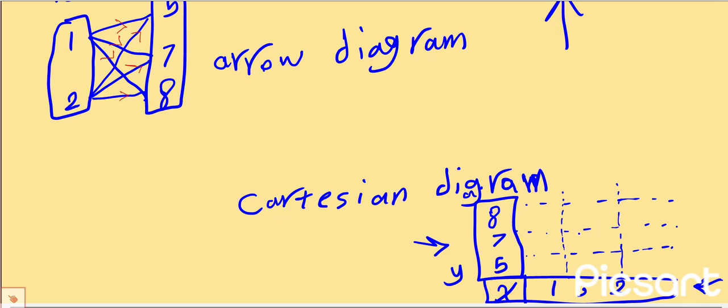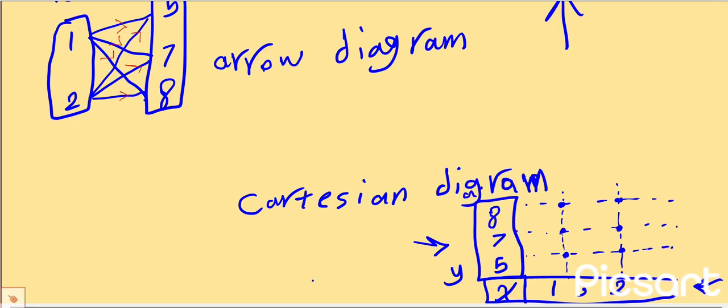Yes, this is the Cartesian diagram. That's it. You don't have to write the points. So now it's easy. I think you will like the Cartesian diagram.